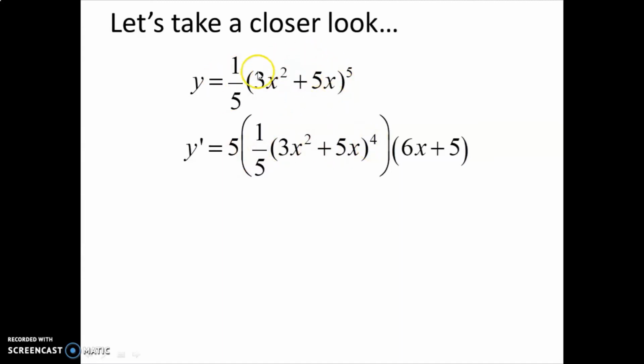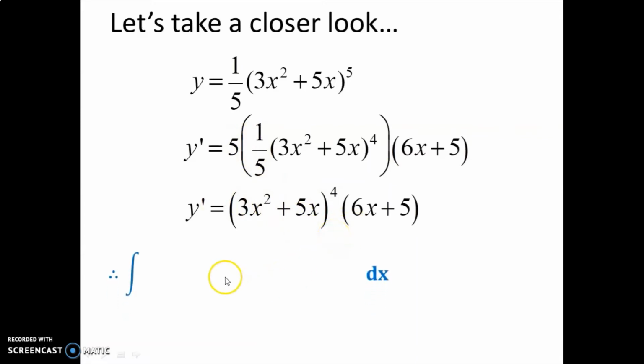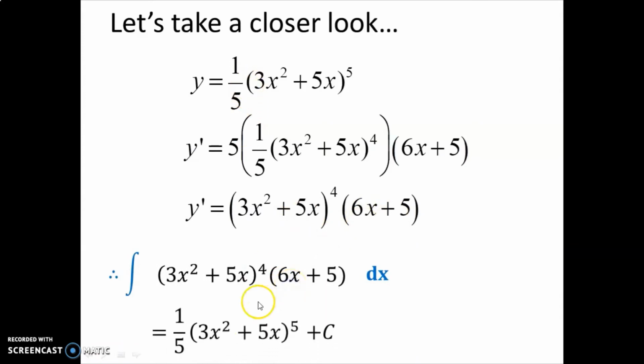And then we have this nonlinear function there, but by chain rule, we have to multiply by the derivative of the inside function, which is 6x plus 5. So we did the power rule here, and then we multiplied by the derivative of the inside. Okay, so that can simplify to this because those cancel, the 5 and the 1/5. All right, there's our derivative. That means our integral of all this will be the original function.